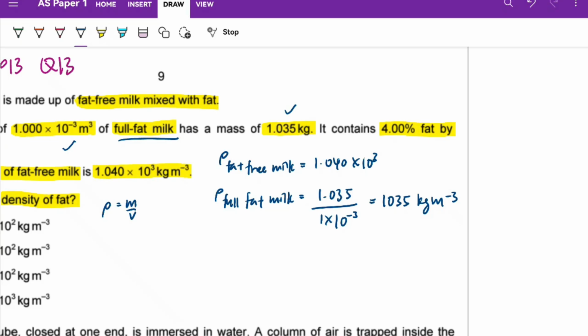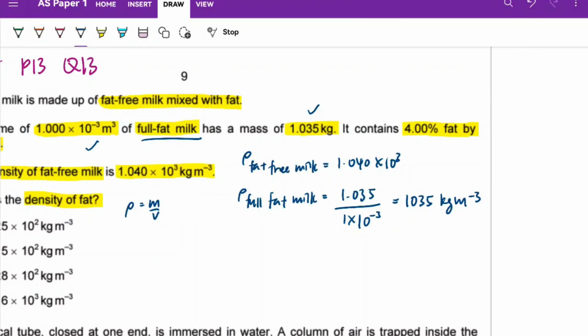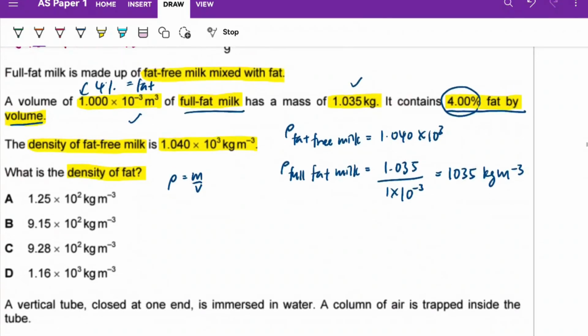Now, is there a way we can find the volume of fat? Yes, because they give the information here. It contains 4% fat by volume. That means 4% of this is actually fat. So we can take 4% times 1 times 10 to the power of negative 3. You will get 4 times 10 to the power of negative 5. So this is basically the fat. 4% of this is fat, right?